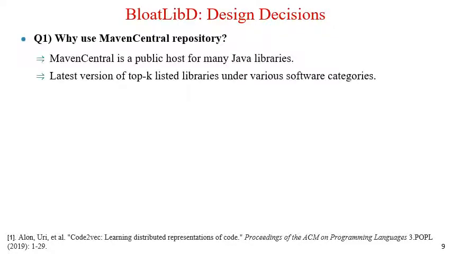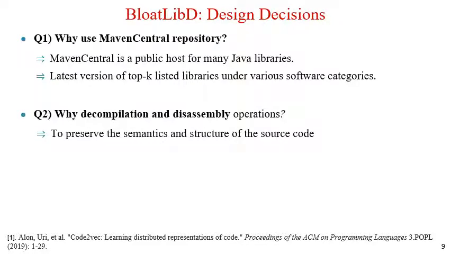First, why use the Maven Central repository to extract the Java libraries? Maven Central is basically a public host for many Java libraries, and if you look there, there are many latest versions of different libraries from different software categories. So this was a major reason why we chose Maven Central. But apart from that, if you want, you can extract third-party libraries from any other reliable source as well, and the tool will work with that also. So it is not a dependency on the working of the tool.